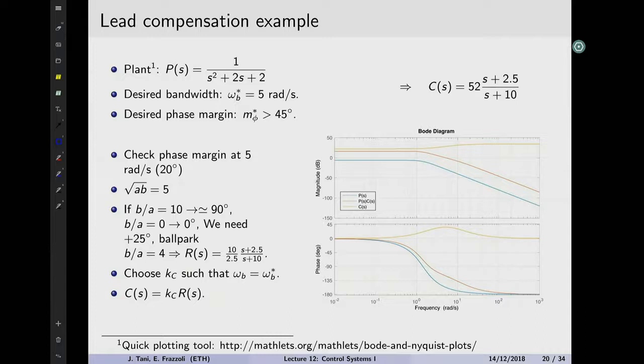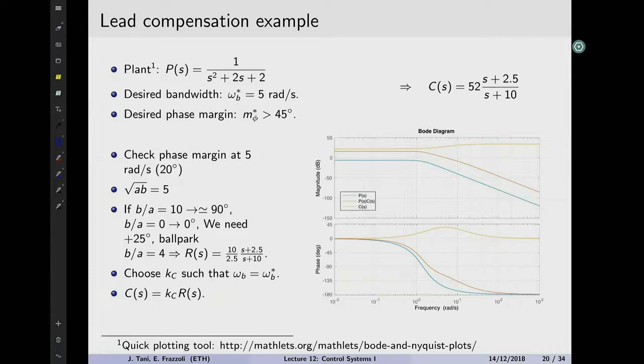So somebody gives us a plant, and they come to us and say, hey, I want the bandwidth of the closed-loop system to be, whatever, 5 radians per second. And we want the phase margin to be bigger than 45 degrees. It's a typical value. 90 degrees is really a good phase margin. More than 30 degrees, it's already acceptable. More than 45 degrees, it's a robust controller. Okay, so how do we proceed?